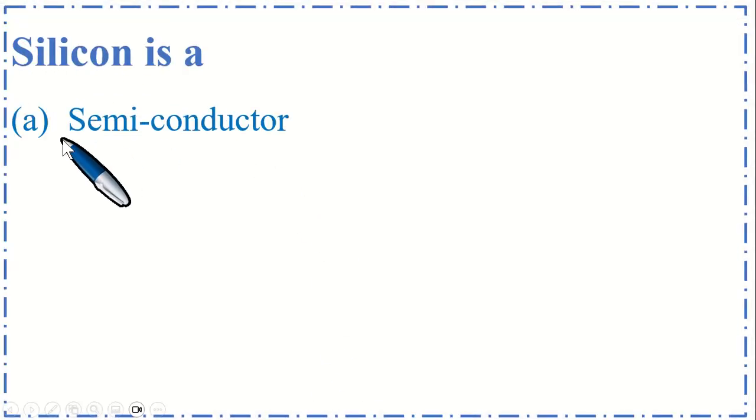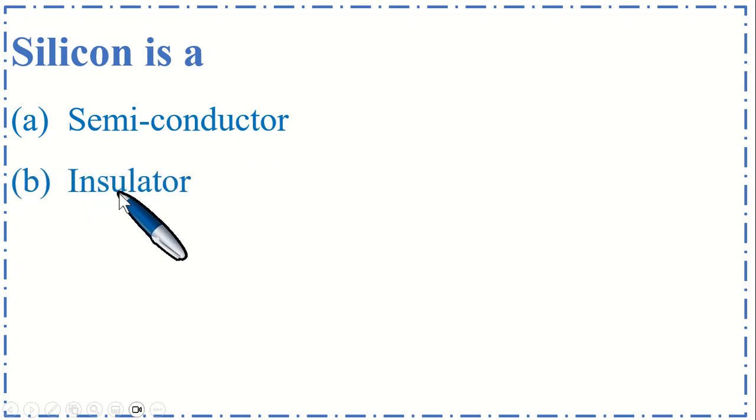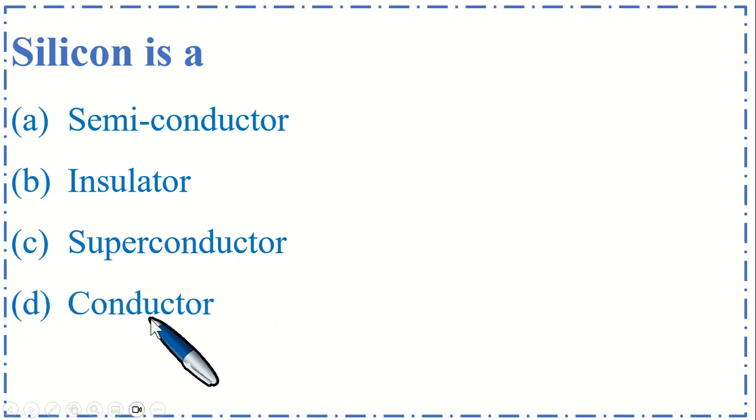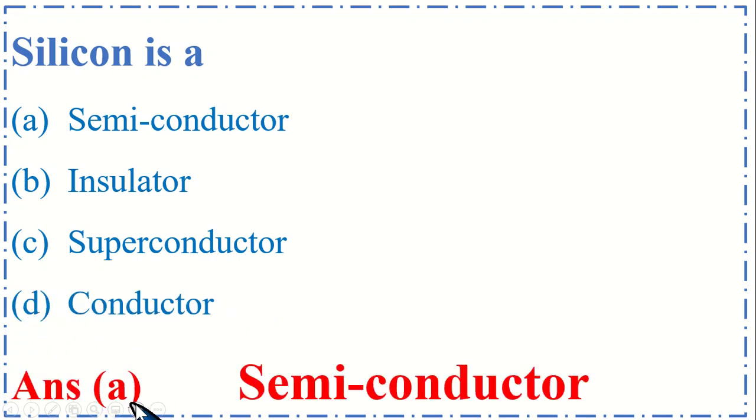Silicon is option A semiconductor, B insulator, C superconductor, and option D conductor. So the correct option is A semiconductor.